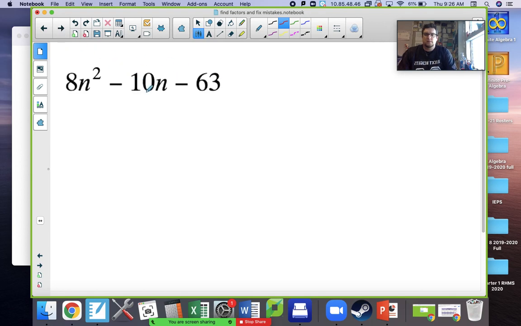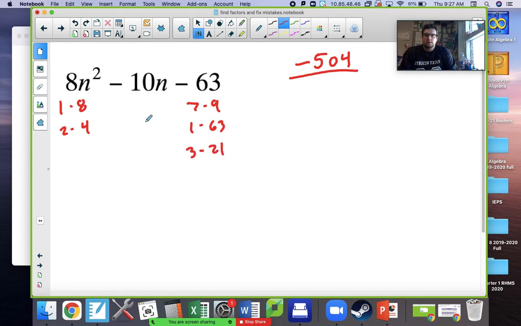Let's skip that one. 8 times 63. So we have negative 504. 8 is no longer a prime number, so we have a few more options. We have 1 times 8. It could also be 2 times 4. 63, all of our different options. We have 7 times 9. We have 1 and 63. We have 3 and 21. And so we can kind of guess and check in a more organized fashion.